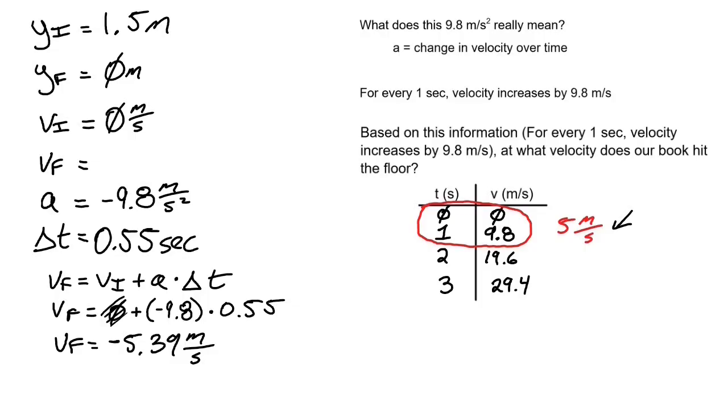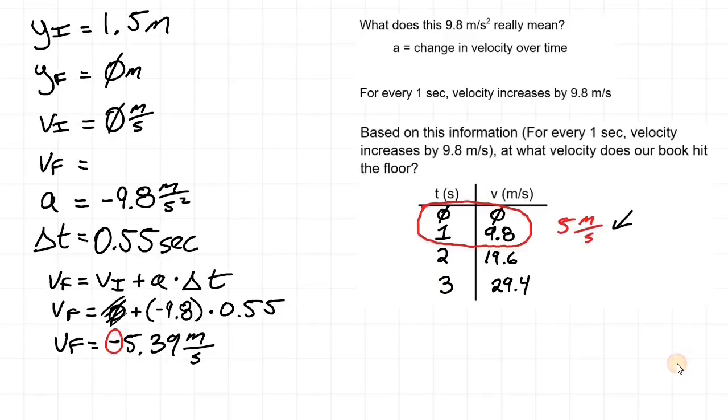Once again, why is it negative? Well, what does the negative represent? The direction. Which direction is the object going? It's falling down to the ground. So the negative here represents direction. So we were able to calculate the velocity at which the object hits the floor. Once again, this is the velocity that the object, the book, the box, whatever the case is, hits the floor at.